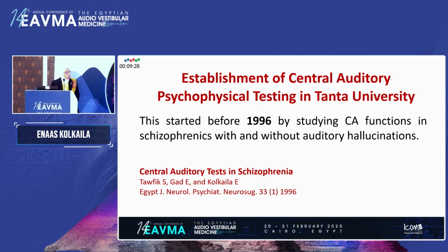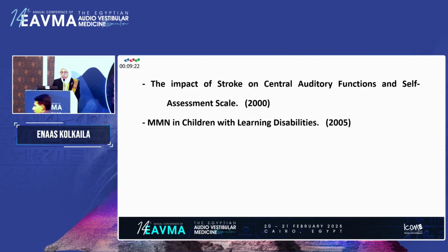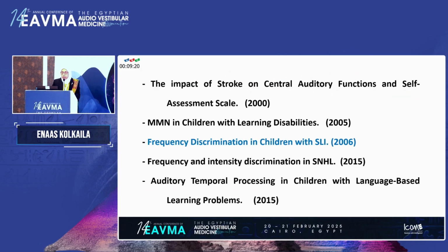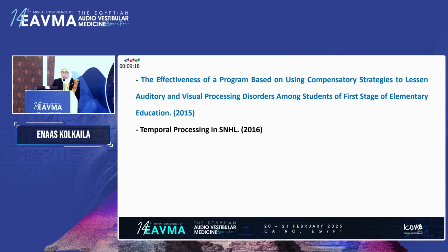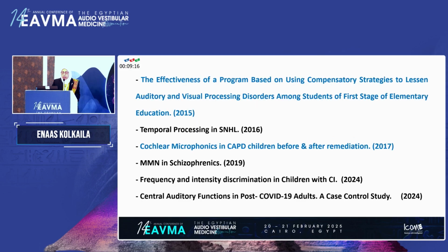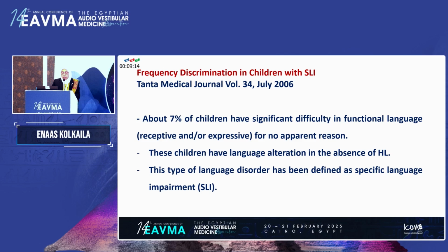In the coming two slides, I will show you a list of work that was done in Tanta University. I will pass them quickly, and finally, I will highlight or underscore three of them. The first is frequency discrimination in children with specific language impairment.